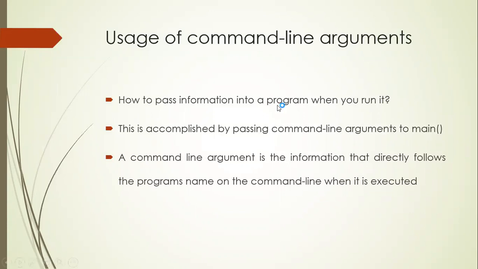This is accomplished by passing command line arguments to the main method. So a command line argument is the information that directly follows the program's name on the command line when it is executed. The command line arguments we are going to pass while running, after the program name. We'll see an example, then you will understand.